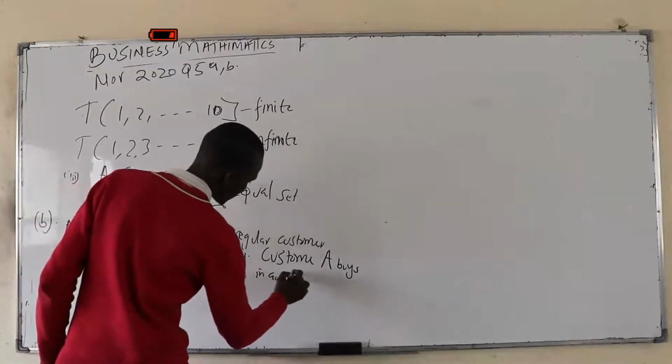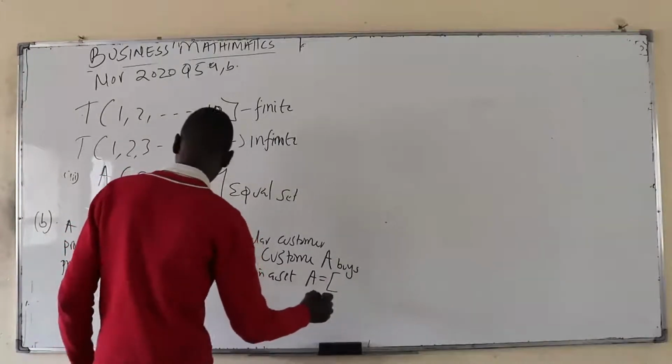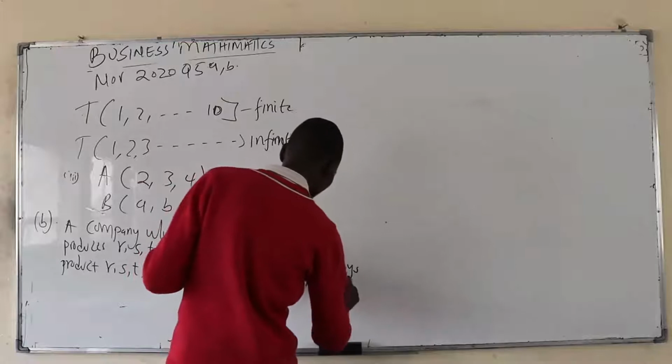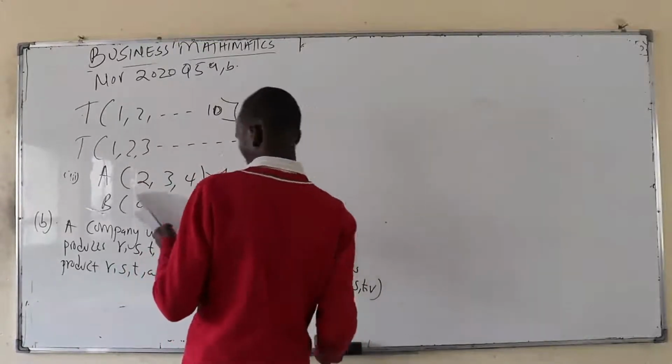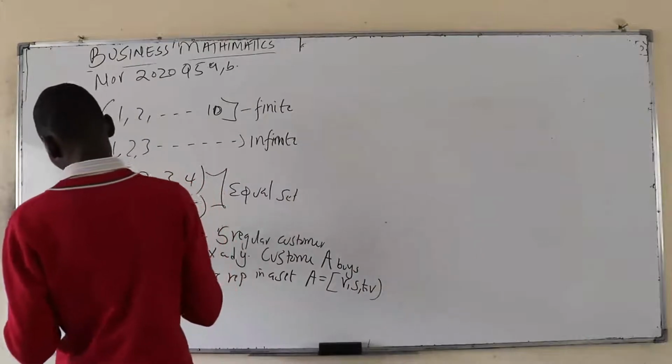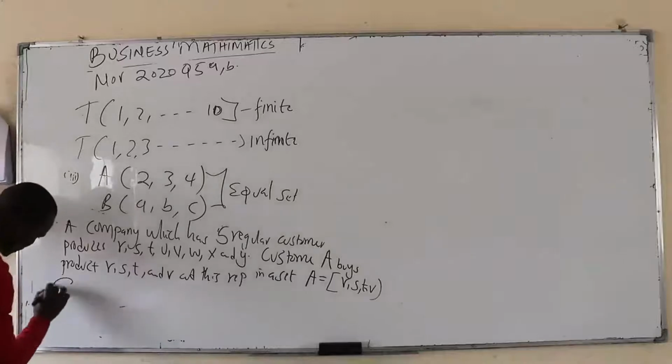So this one is what we are referring to as infinite, and this one is what we are referring to as finite. We know where the maximum number reaches, but here we don't know. And here is the one that has an equal number of elements.